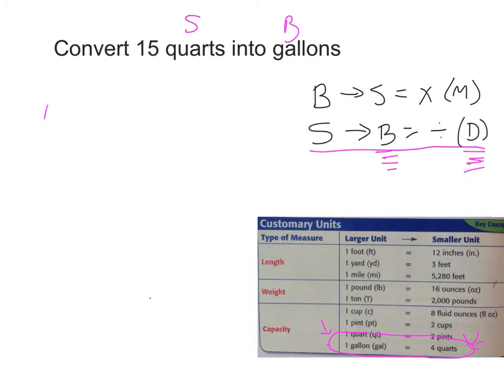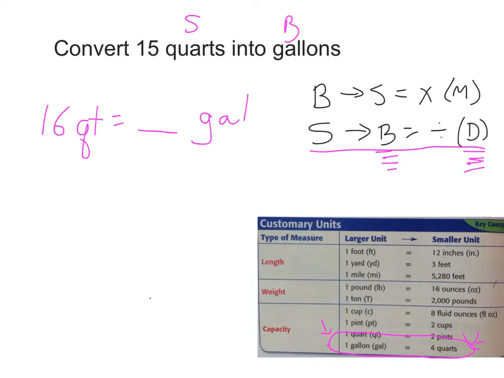And just to make this a little simpler for right now, let's do 16 quarts equals how many gallons. We'll come back to this 15 in just a second. I want to show you this first. So we know that we're going to divide. We've already determined that because we're going from smaller to bigger. So in this case, I'm going to take the number that I have, in this case 16, and I'm going to divide this by 4.